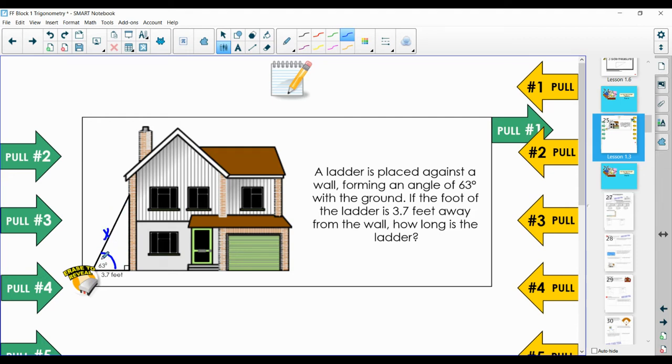So we always want to label what we know and what we're looking for. Now you may have drawn your triangle in a different direction. You may have drawn it this way here and had the 63 degrees here, the x here, and the 3.7 feet here, and that's fine. Just make sure that you've labeled your units as well as your unknown. All right, so we'll erase these here and we'll move on to the next question.